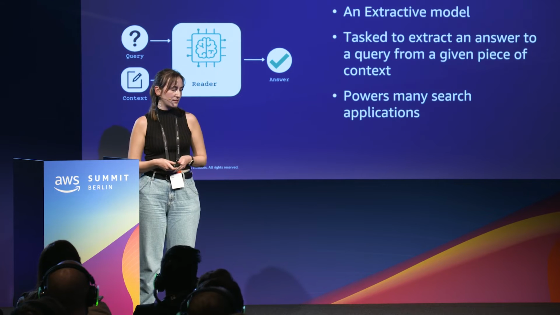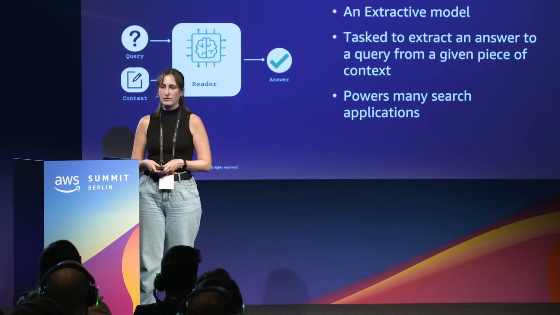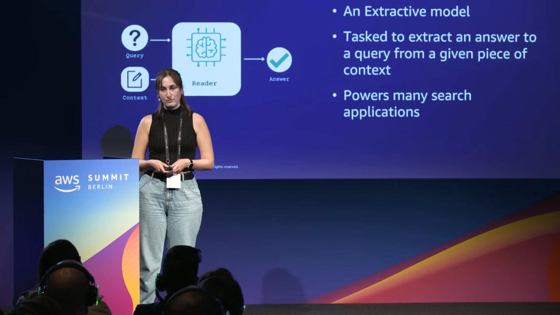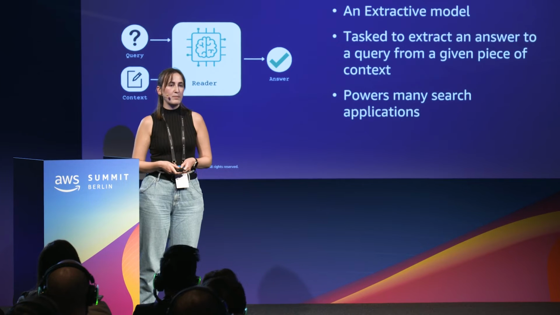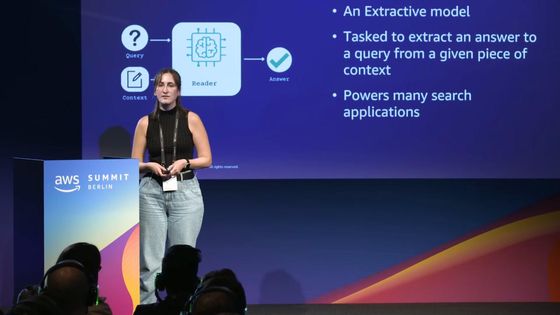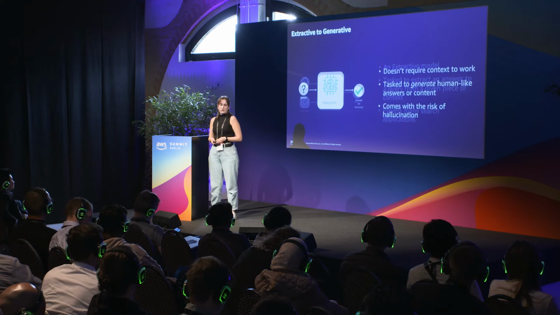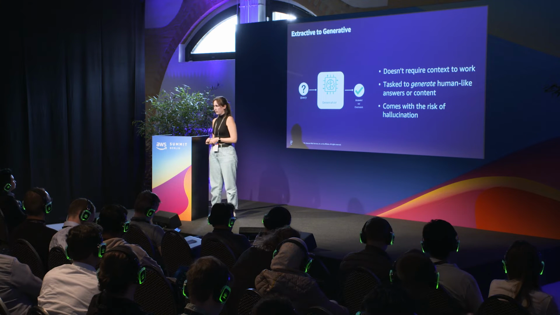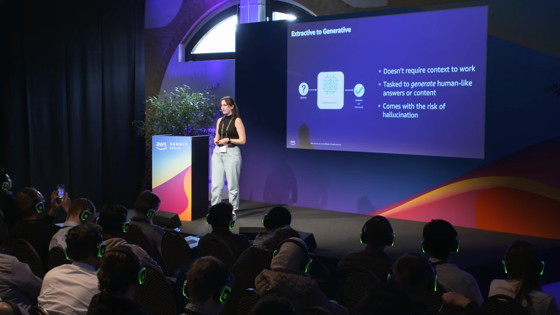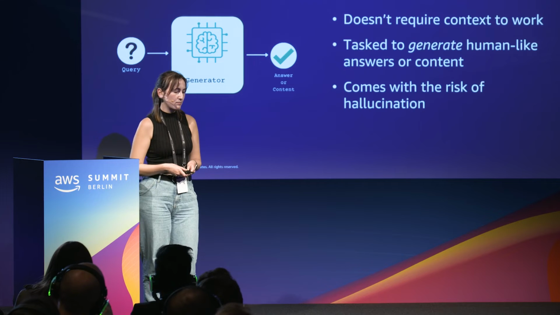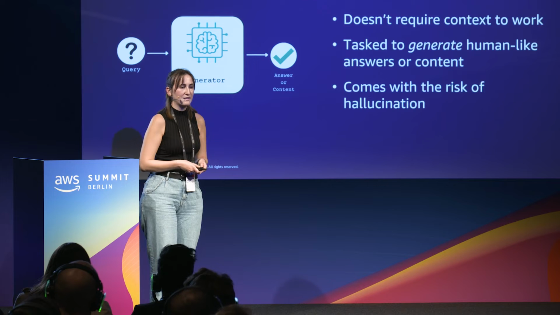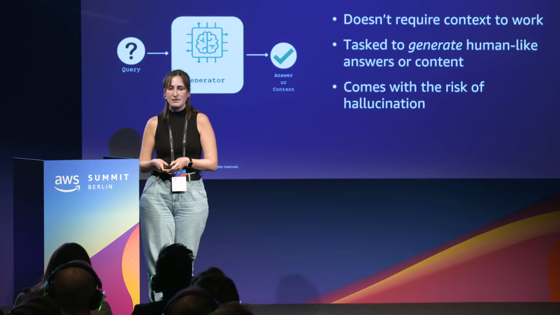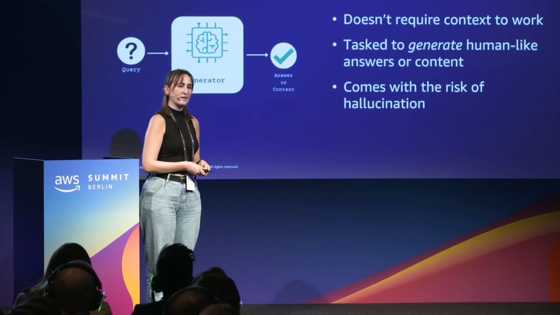On the left-hand side, you'll notice that we have query and context as inputs. But we want to be able to do the same thing and get accurate answers with a generative model, because this way we're going to be able to get human-like answers that are based on facts. So this is where we talk about a generator component. You'll notice that on the left-hand side, we've taken away the context, because a generator component does not need context. These generative models are tasked to generate human-like answers. They are not necessarily tasked to extract answers from a given piece of context. That is up to us to provide that context to them or not.